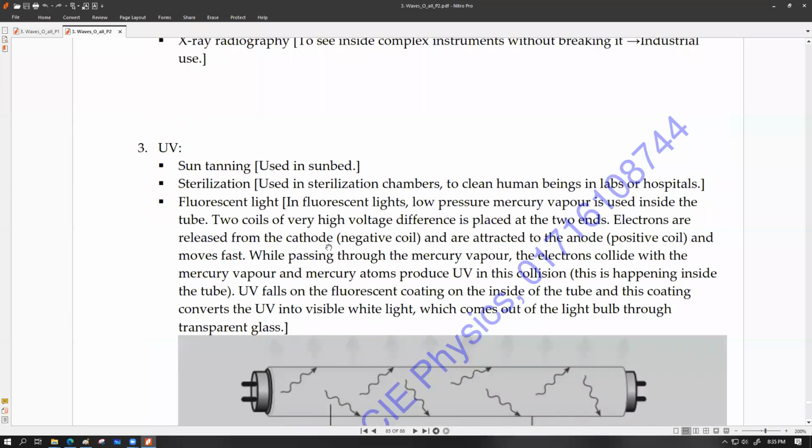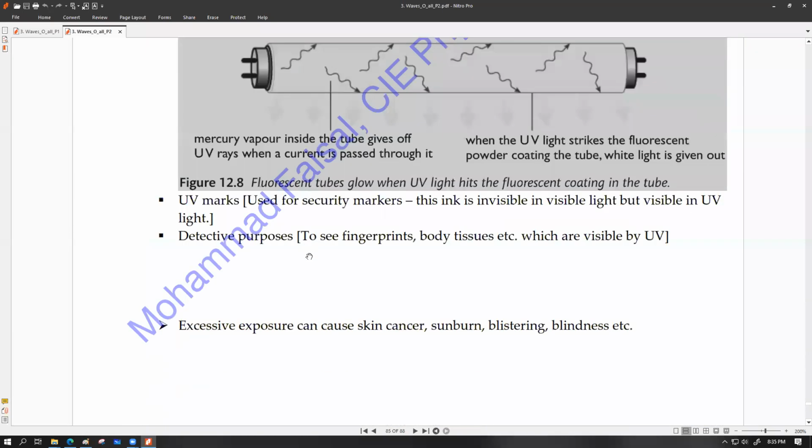So UV has this type of things. These are the benefits, and this is the bad things. UV marks used in security. Bad things. Excessive exposure can cause skin cancer, sunburn, blistering, blindness, etc. So UV light is not that much of a good thing if you are not properly protected. That's all the reason that cricket players put those white zinc on their faces and other places so that they don't get burned by the sun over long exposure of test matches or in the sun.